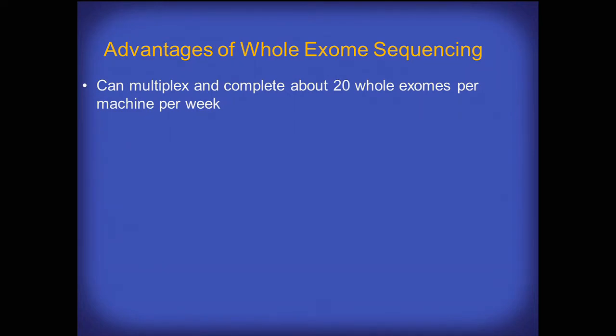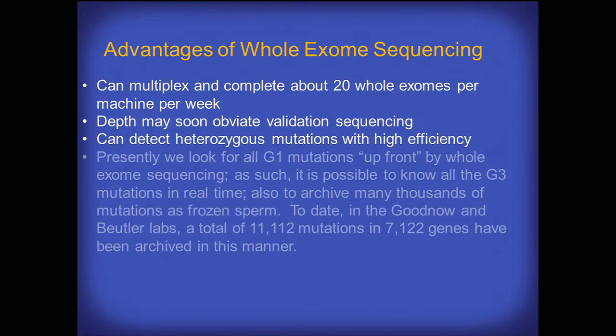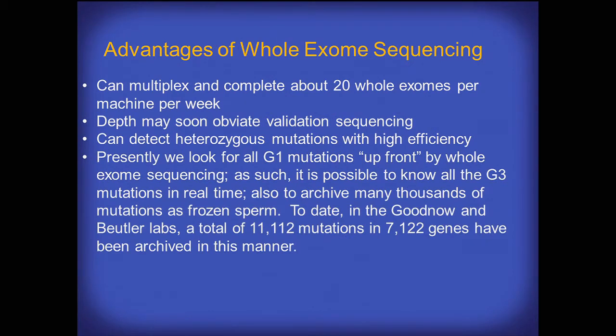Now it's possible to sequence about 20 exomes per machine per week, and one can do this in sufficient depth that, first of all, validation sequencing may be obviated soon at least. One can detect heterozygous mutations with high efficiency, and the new policy is to take all the G1 mice that are the grandfathers of the G3 mice, to bank their sperm and to sequence their genomic DNA. In this way, one can archive mutations, and also one knows up front what all the candidates are immediately if a G3 mutant is spotted.